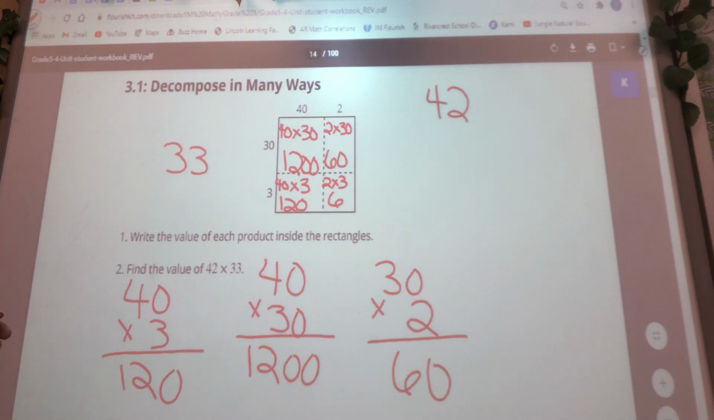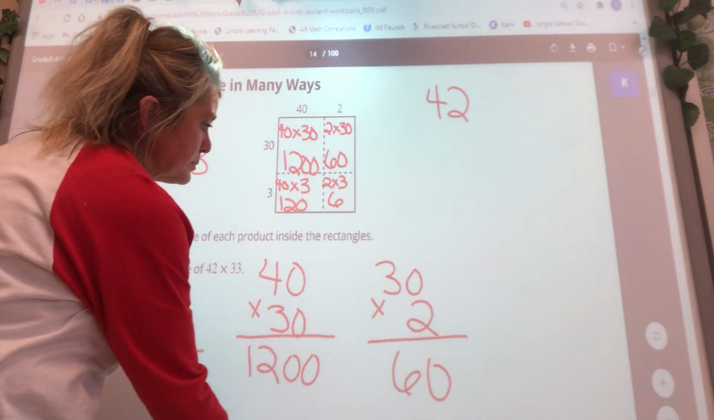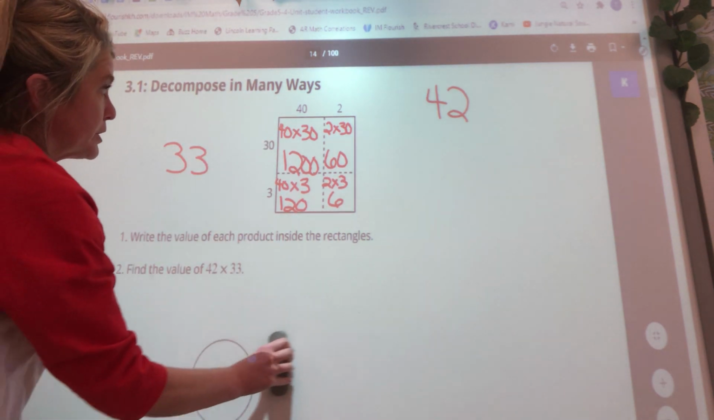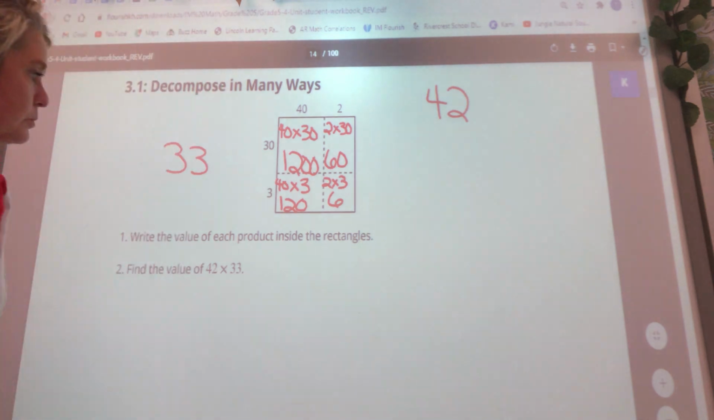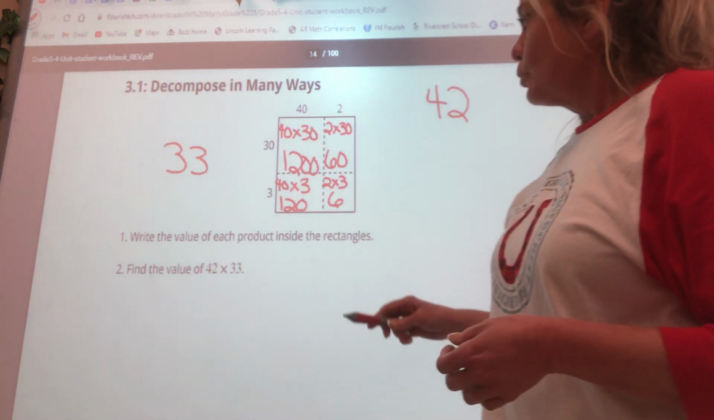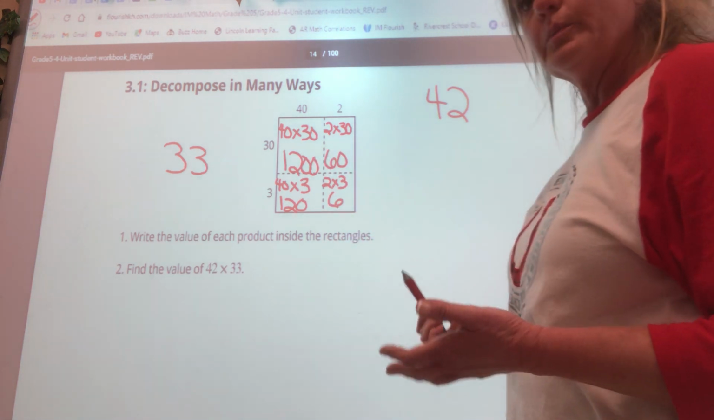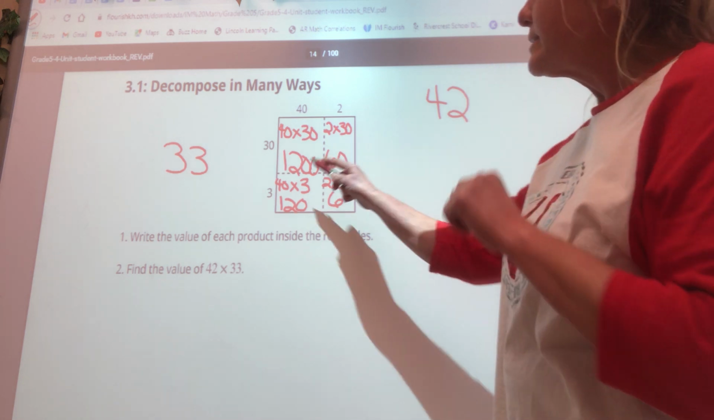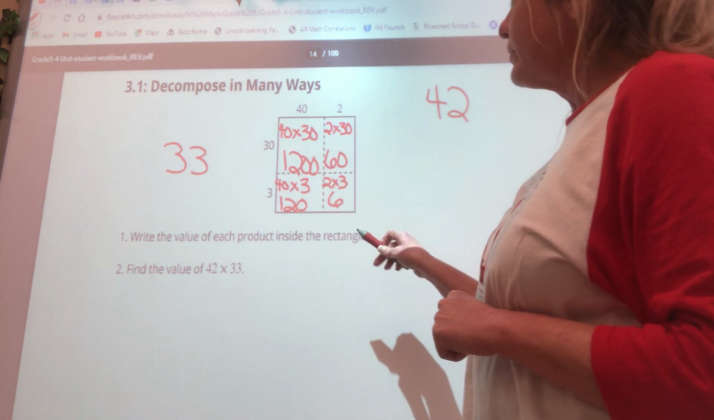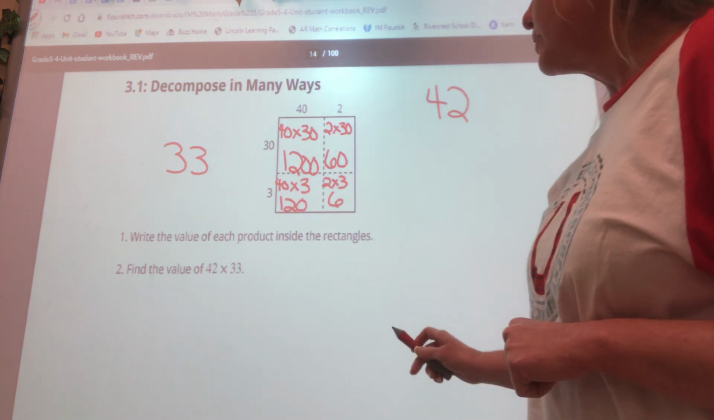Okay, so it wanted me to find the value of 42 times 33. Well, this is called using partial products. We found parts of the product, which is the answer to a multiplication problem, and if we take those partial products and we add them all together, that will give us the value of 42 times 33.